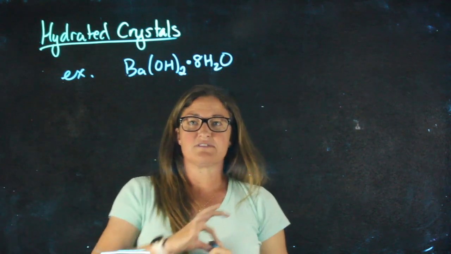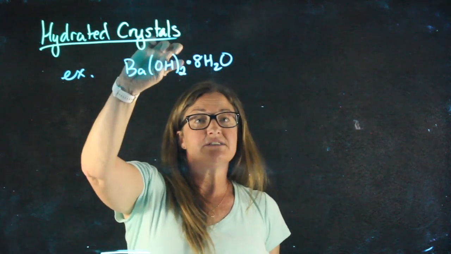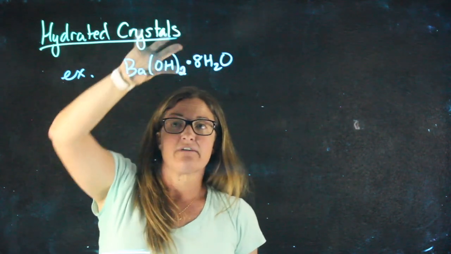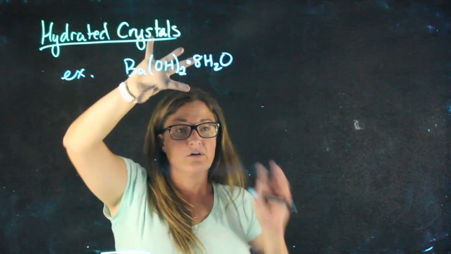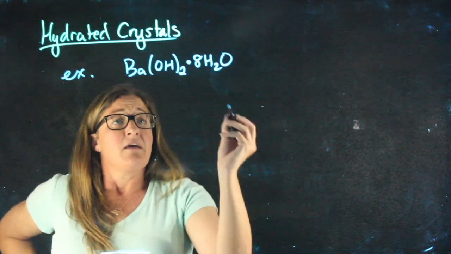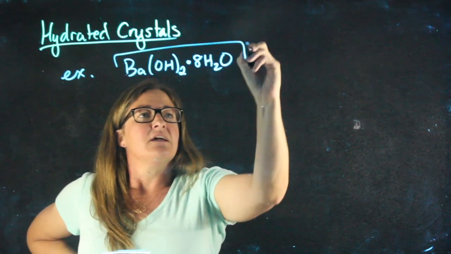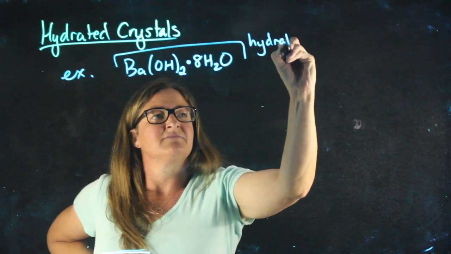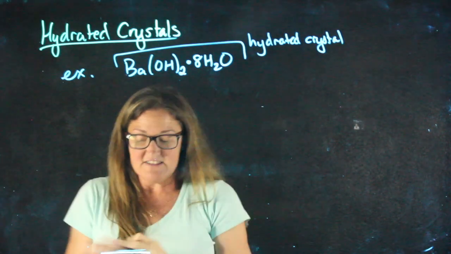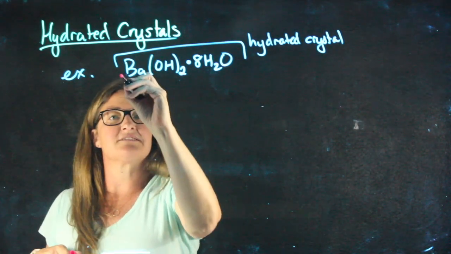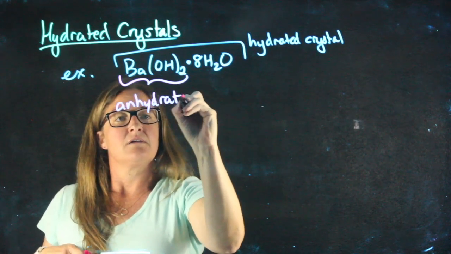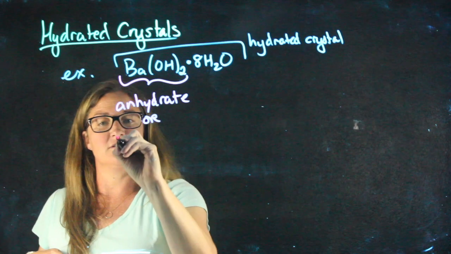The formula shows the barium hydroxide part, and then it shows a dot with an attachment of 8 water molecules. Within this structure, for every 1 barium hydroxide molecule, there are 8 water molecules stuck inside the crystal structure. This whole thing is referred to as the hydrated crystal. This part here, just the barium hydroxide, is referred to as the anhydrate or the anhydrous salt.